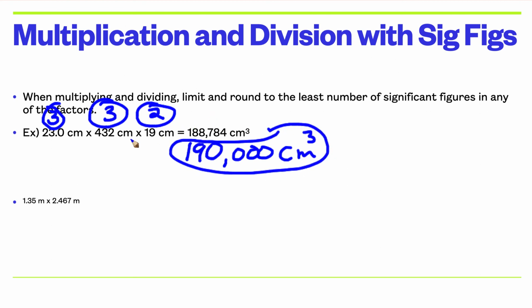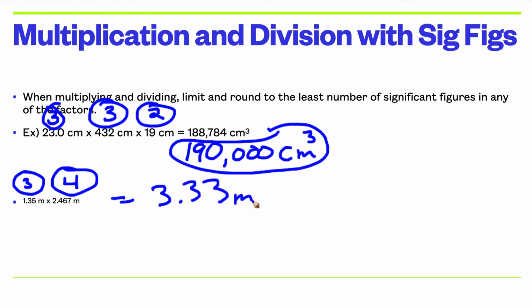Now, 1.35 meters has 3 sig figs, and 2.467 meters has 4 sig figs. So my final answer is going to have 3 sig figs. If I multiply these, 1.35 times 2.467, I should get 3.33 meters cubed. And this concludes our video on significant figures.